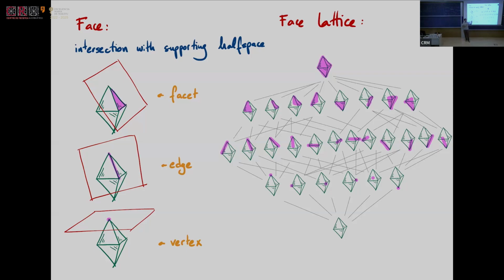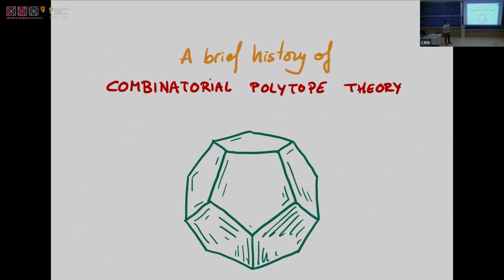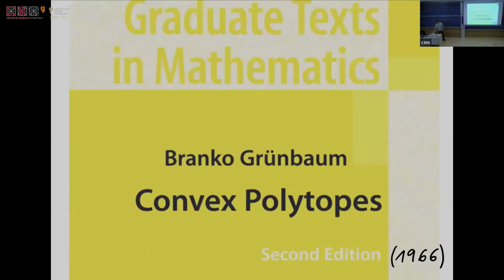Is this clear enough? Okay. So we learned in Alberto's talk that it's good to give some historical remarks. So I'll follow the pattern, except that I'm very bad at this. So I decided to cheat and to take one of the sources. Okay, so this is Grunbaum's book on convex polytopes.